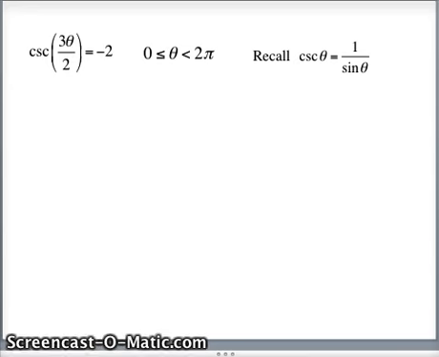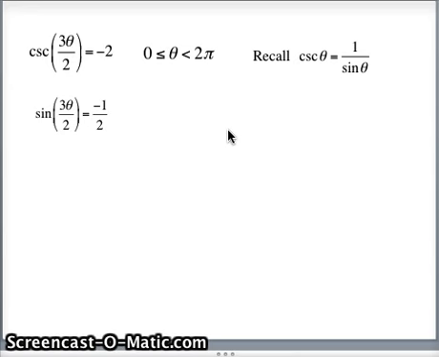We're going to remember, of course, that cosecant is the reciprocal of sine. So if I take the reciprocal of the left side, that'll give me sine 3 theta over 2. And the reciprocal of the right side will give me negative 1/2. And that's going to be much easier for us to solve. Now where do we go from there? Sine of something equals negative 1/2.